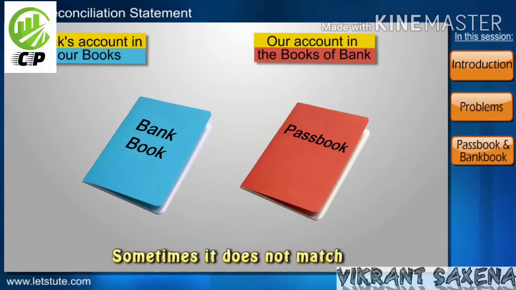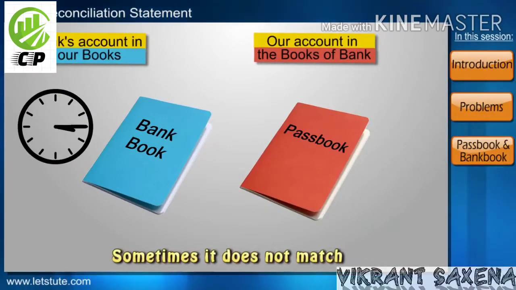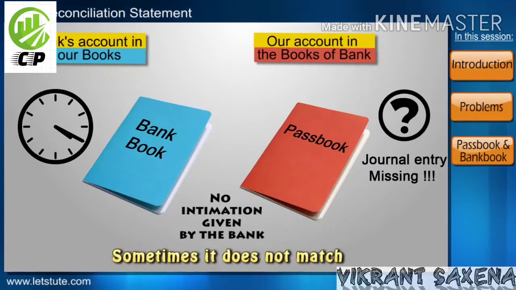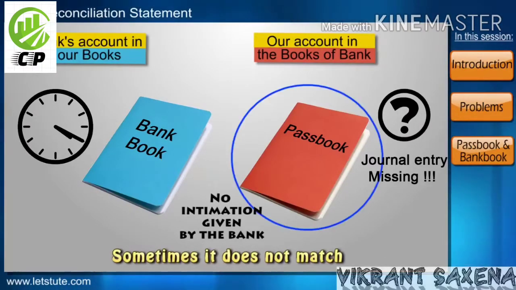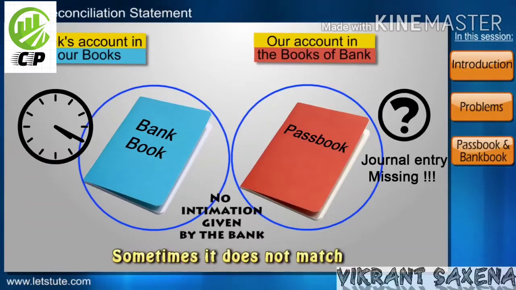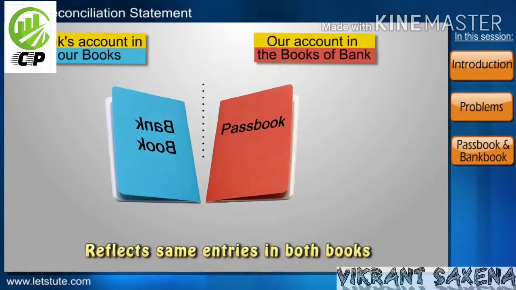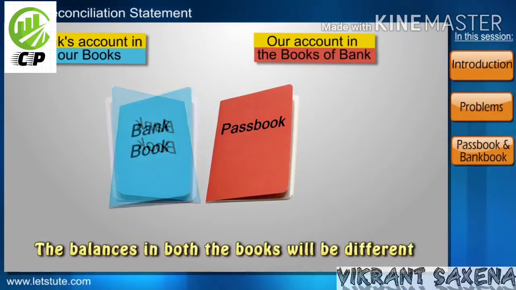These two books generally show a difference in amounts even if there is no mistake, just because of processing time, or sometimes because no intimation is given from the bank, and sometimes because of errors and omissions. These delays usually do not matter as sooner or later entries are made both by the bank and by the business. So ideally, a bank book and a passbook should be like a mirror image reflecting all the entries in both the books. But like we said, they both will not be matching on a particular date.